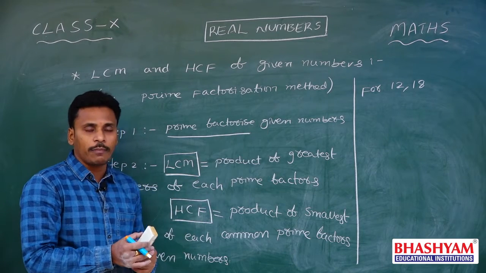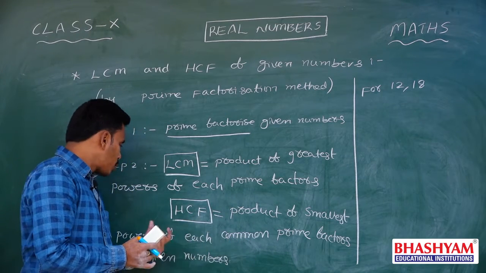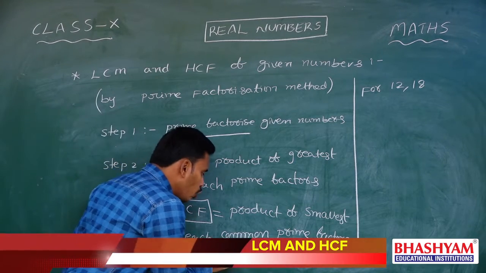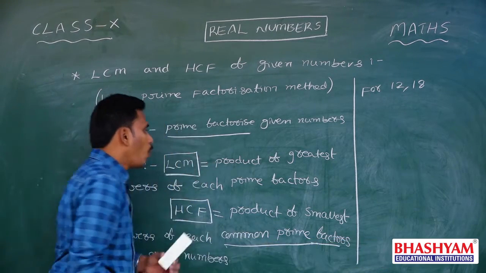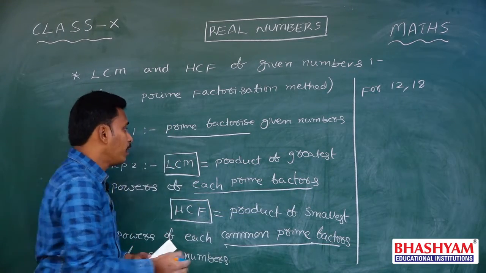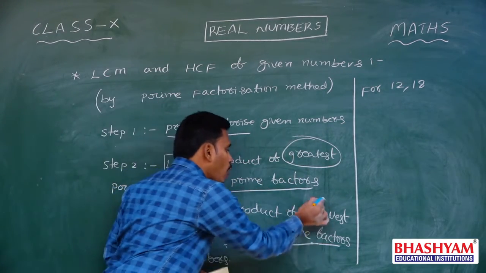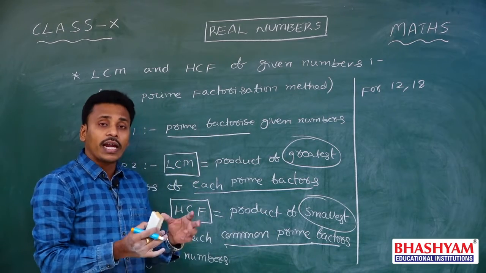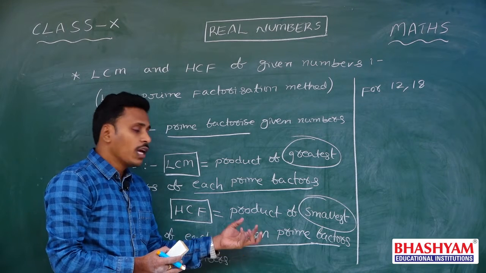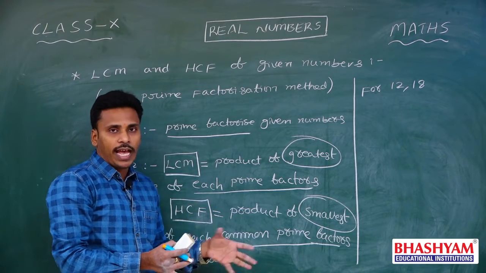We are going to discuss one example here. And then, what is HCF? HCF is the product of the smallest powers of each common prime factor. For HCF, you need to note the common prime factors, whereas for LCM, you need to note each prime factor. For LCM, you identify the greatest powers, and for HCF, you identify the smallest powers. At the end, you multiply all those to get the LCM as well as the HCF.